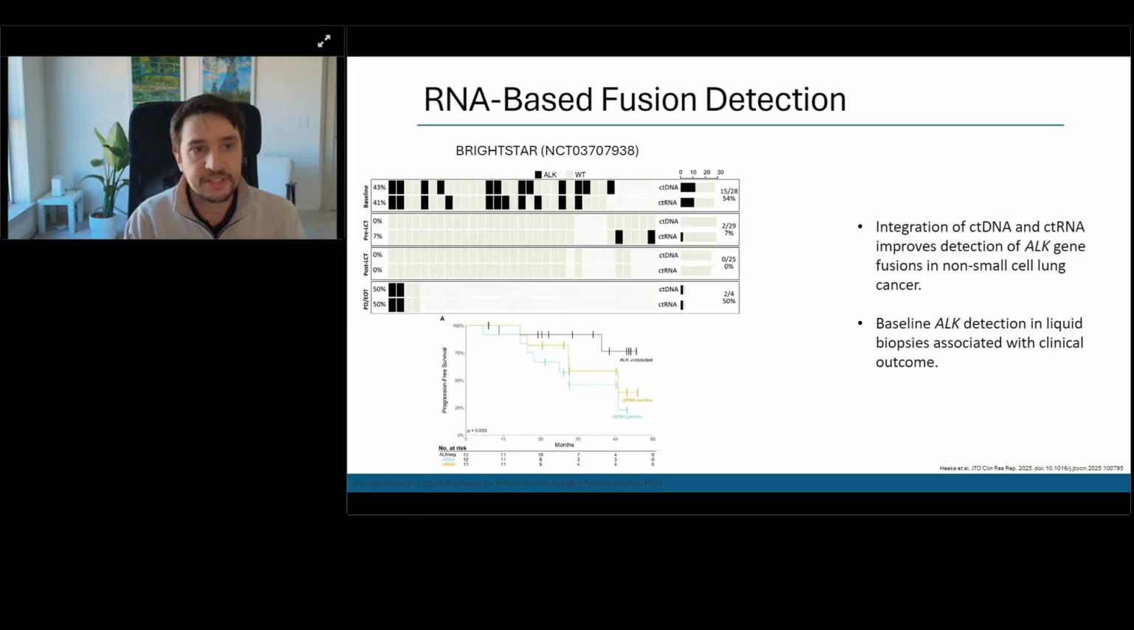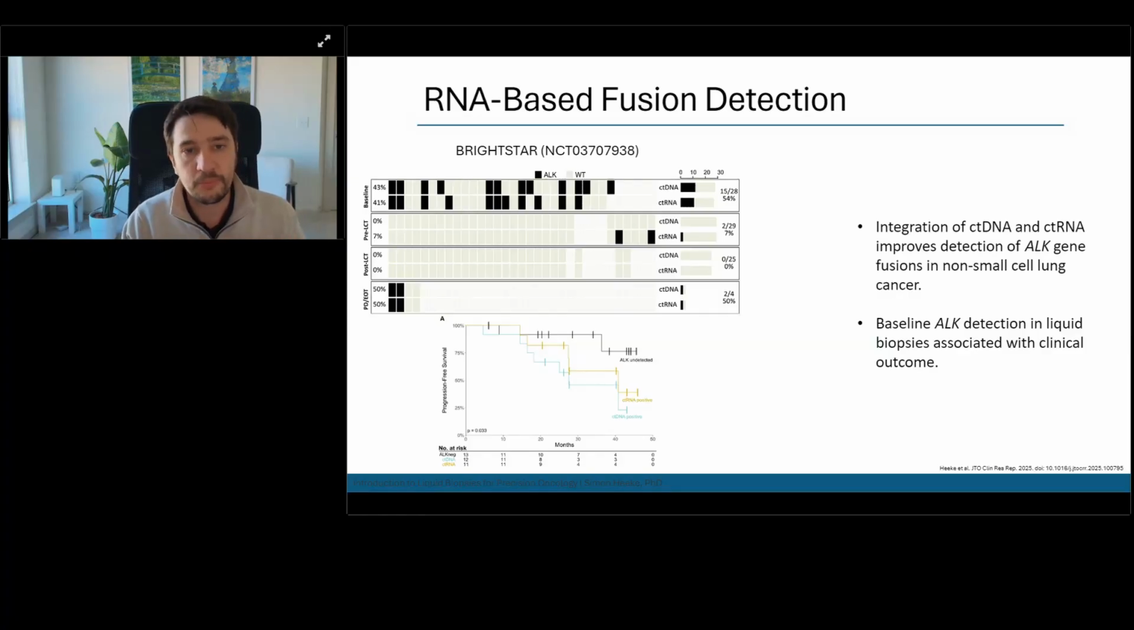The important information additionally is that when we just look at the baseline ALK detection, we could demonstrate that this is also associated with clinical outcome. So we don't only have the opportunity with liquid biopsies to detect a gene rearrangement and stratify patients accordingly, but to also get much, much more prognostic insights using this methodology.